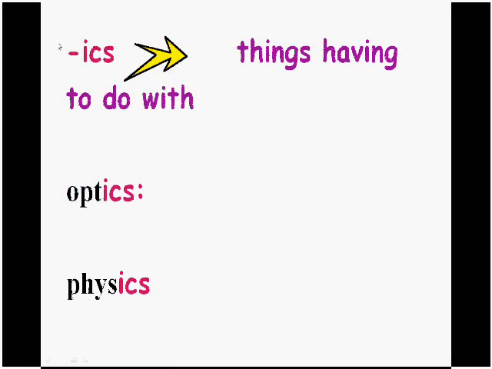Also, another suffix is -ics. The word which has ICS at the far end of it means things having to do with. The example we have here is optics. Also, we have physics.